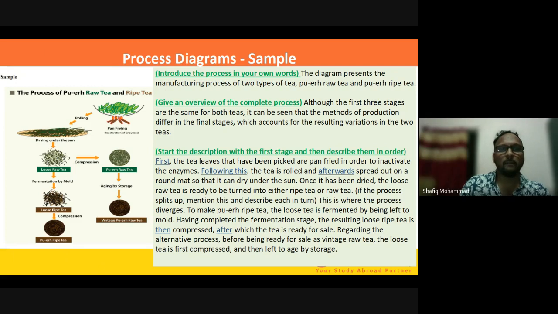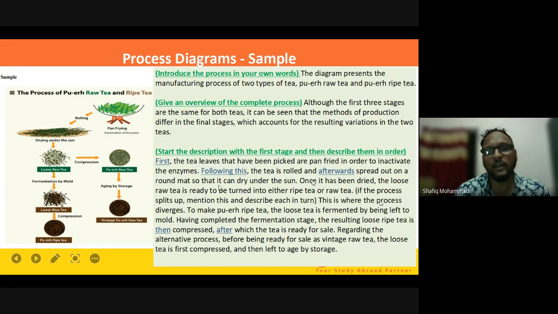So you can't write "first stage is pan fry, inactivating enzymes." No, you will write it in a sentence, because this is an English exam and they need sentences. Okay. First, the tea leaves have been picked and pan fried in order to inactivate the enzymes. Following this, or the next stage, you can write that also. Okay. Following this, the tea is rolled and afterwards spread out on a round mat. So they're drying it on a round mat, right? That is what it's talking about.